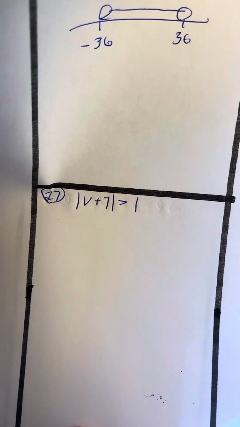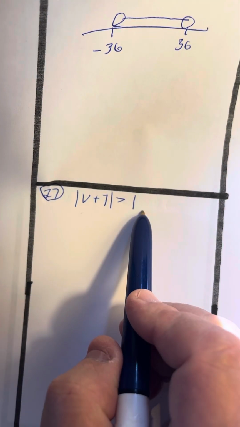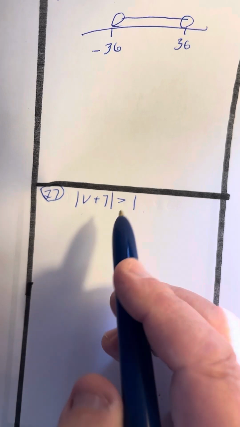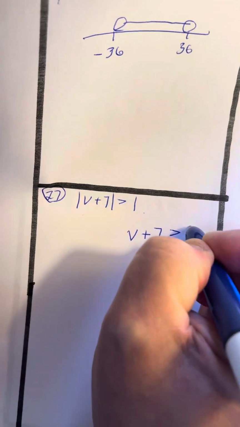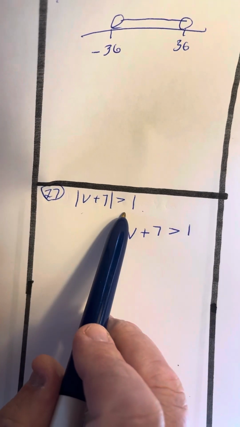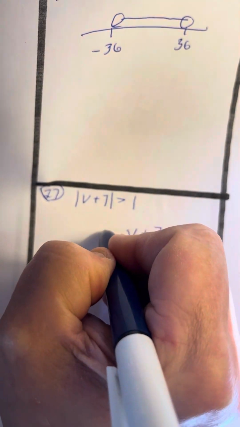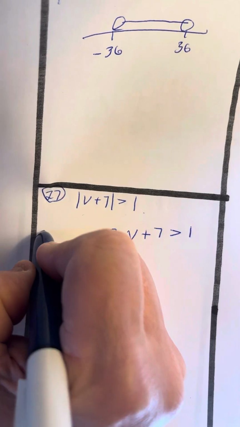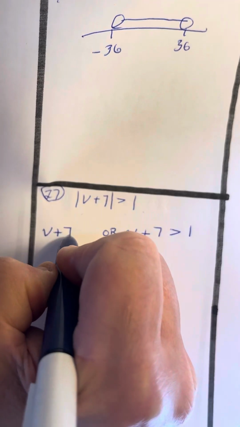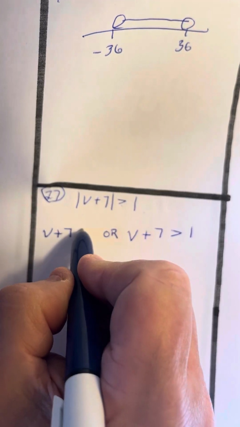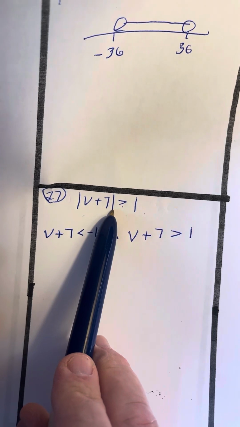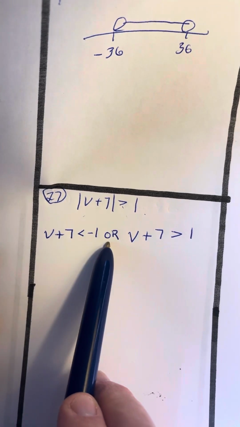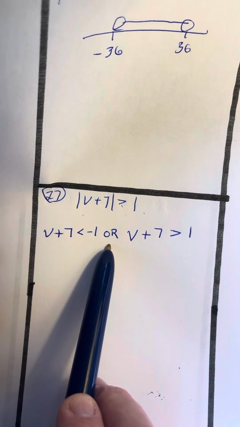Absolute value greater than. Remember, this is the one where you make two equations. One of them is the exact same thing without the absolute value. Then put the word or, and the other one is the opposite. V plus 7 is less than negative 1.